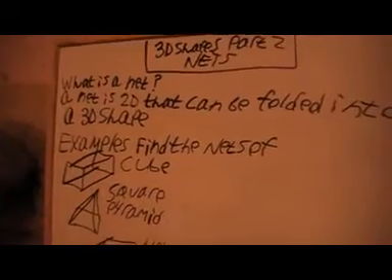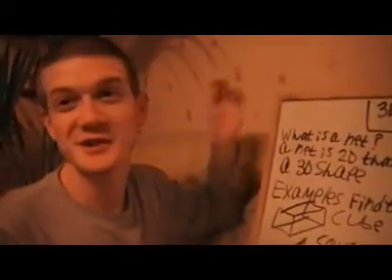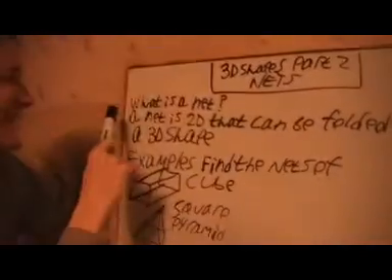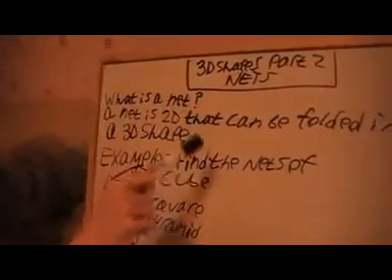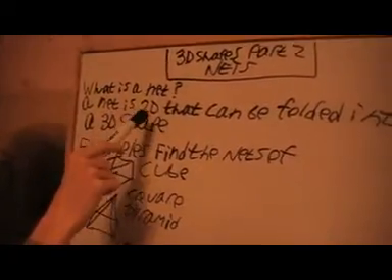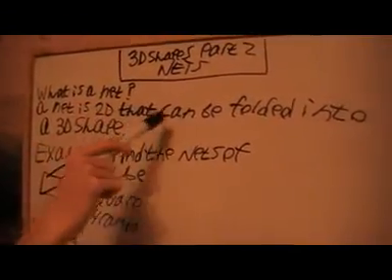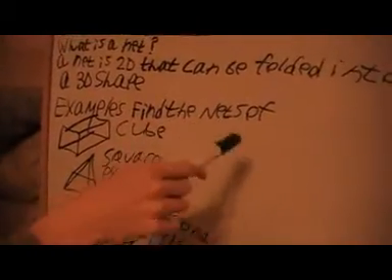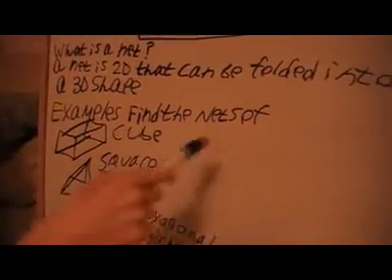And that might sound silly because it's not about a fishing net or anything like that. It's a net, and that is a 2D shape, I should say, that can be folded into a 3D shape. So what you do is you draw out a little layout of some 2D shapes, and when you fold it up you get a 3D shape.